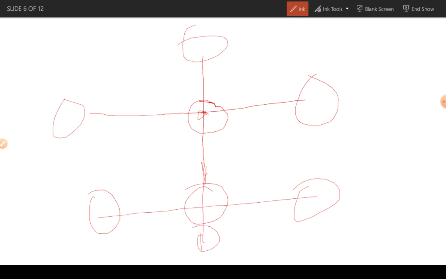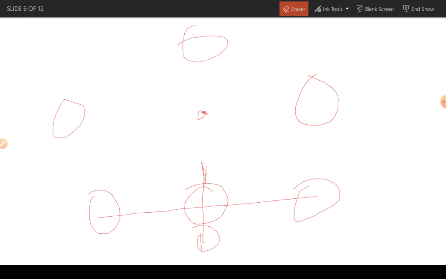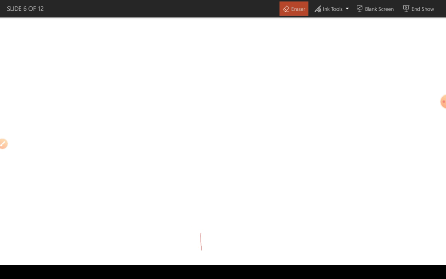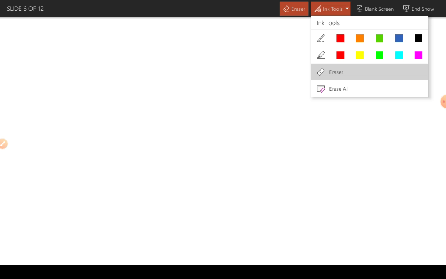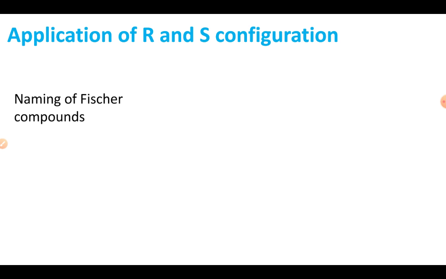So let's see in today's class what the application of R and S configuration is. Hope you have understood what a Fischer projection is. I think this is not in depth. I will talk about this in the coming classes. Just remember that the Fischer projection will look like that. Now let's start our class, that is application of R and S configuration.